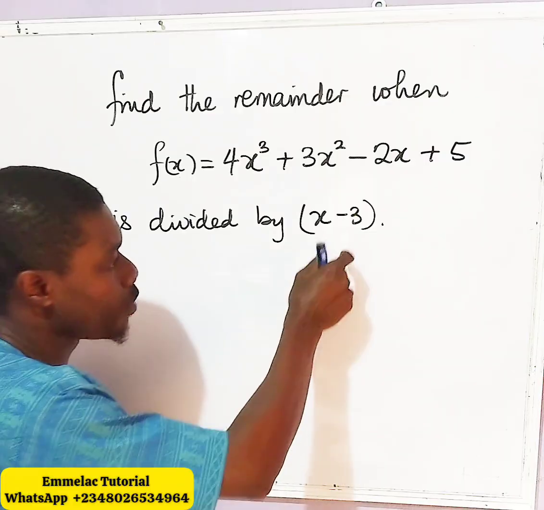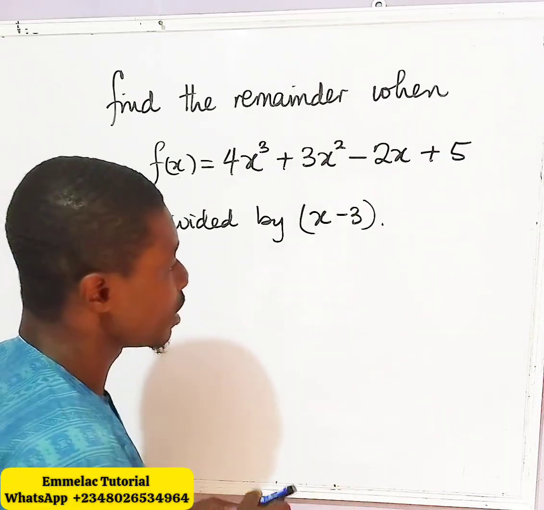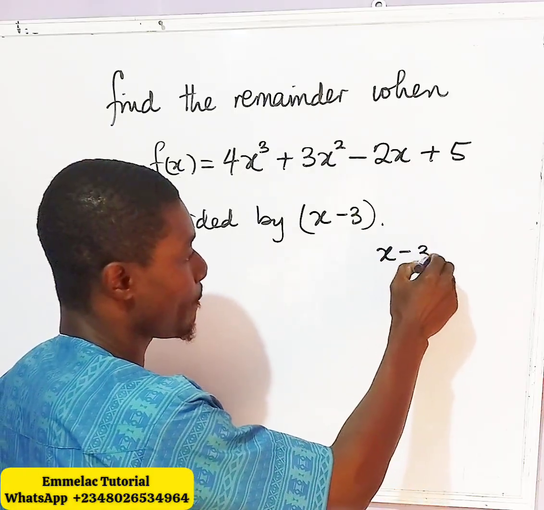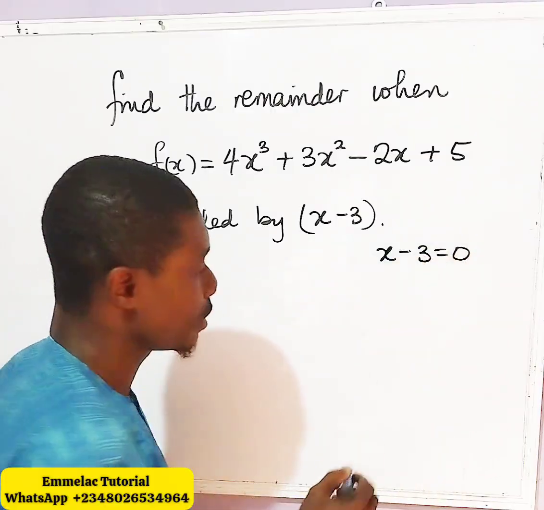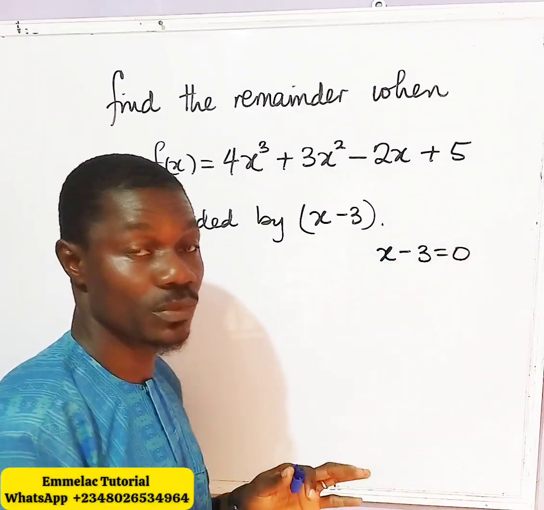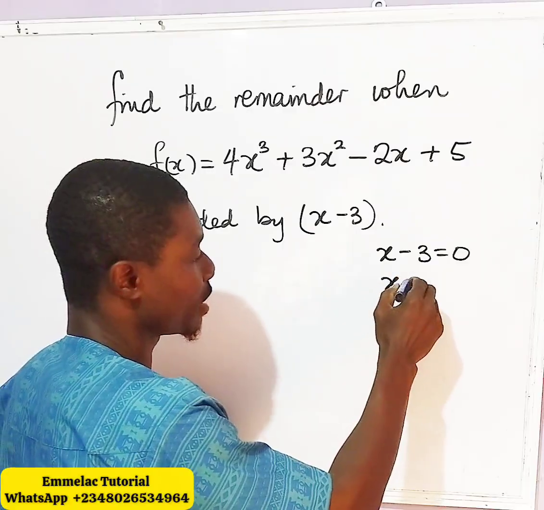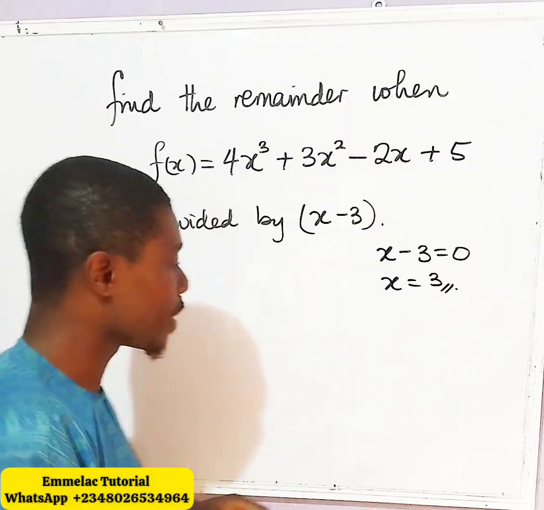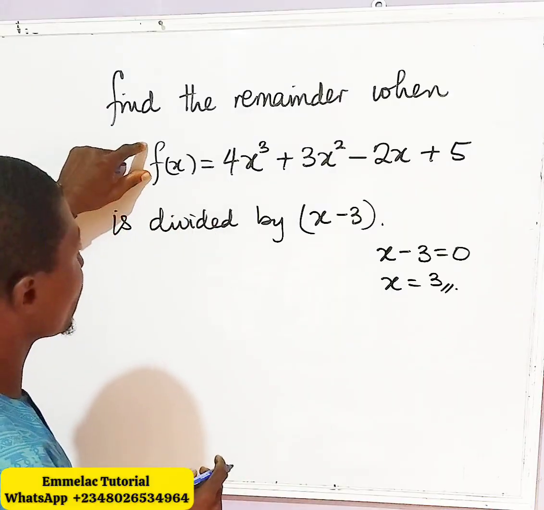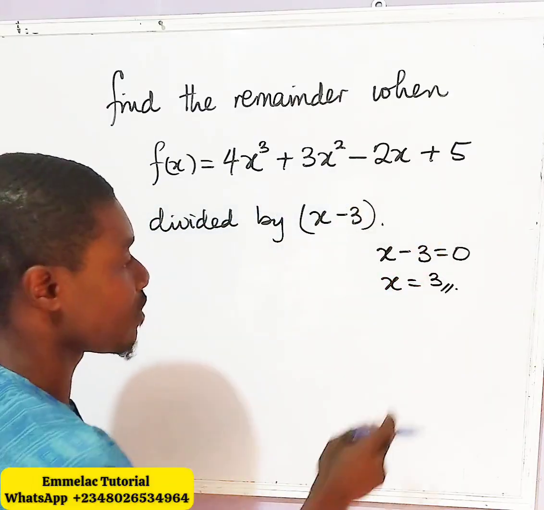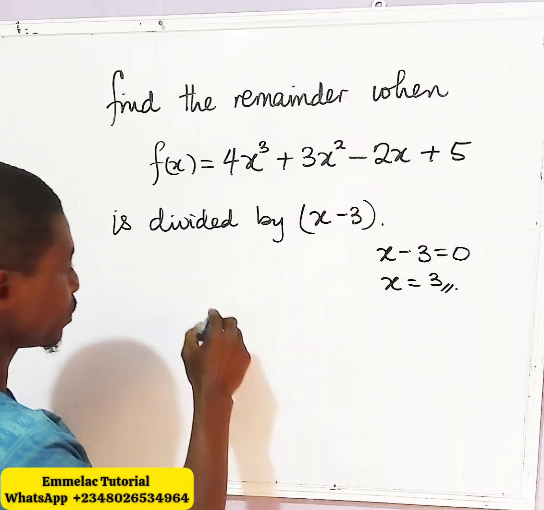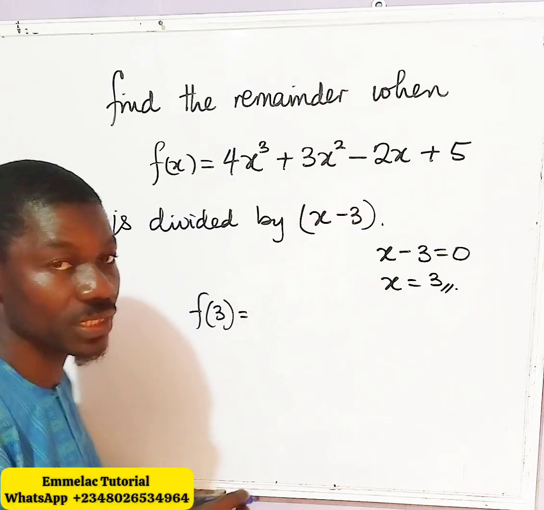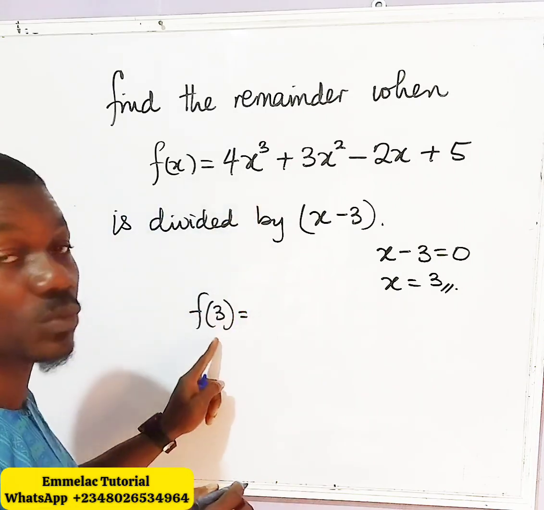Okay, so what we just need to do is, first of all, equate this to 0. So when we add 3 to both sides, we have that x equals 3. So what we now need to do is, see if f of x equals this, then let us find f of 3. So here we have that f of 3 will now be, wherever we see x, we replace it with 3.